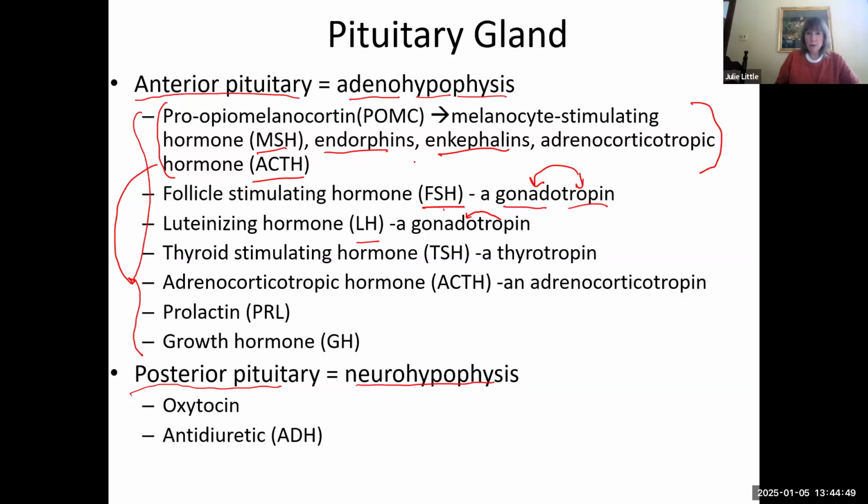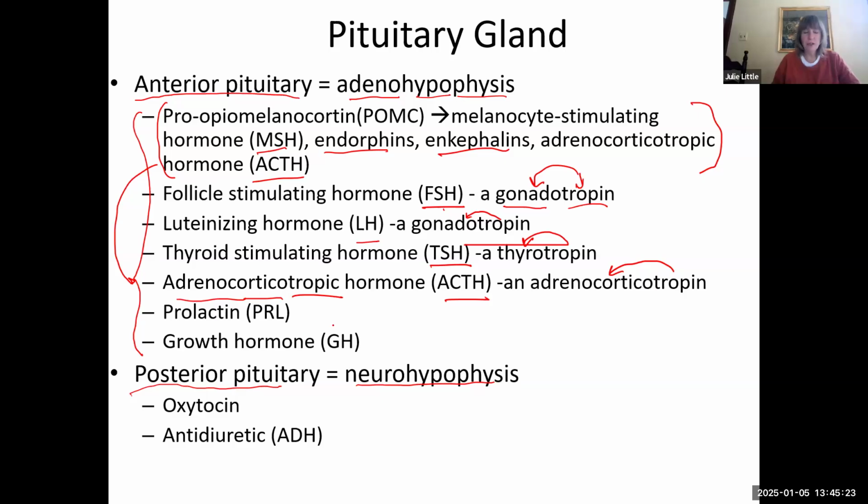The thyroid stimulating hormone, as the name suggests, is going to stimulate the thyroid gland. So it's a hormone that acts upon the thyroid. Adrenocorticotropic hormone, tropic, adrenal cortex. So this is a hormone that acts upon the adrenal cortex to tell the adrenal cortex to release its hormones. Okay, so we have FSH, LH, TSH, ACTH. These are the first four hormones we're going to be learning about.